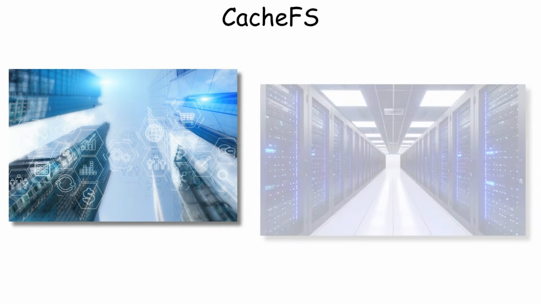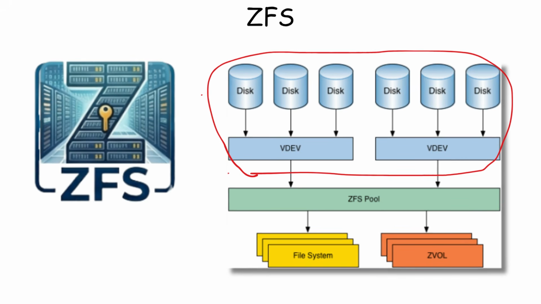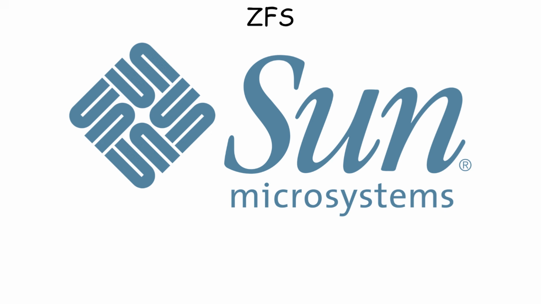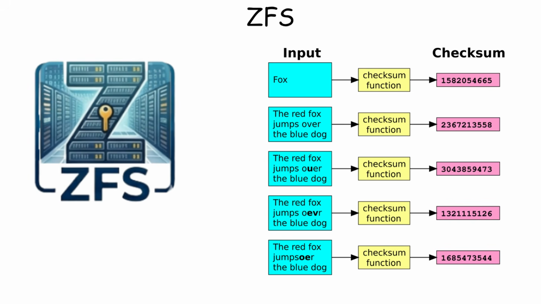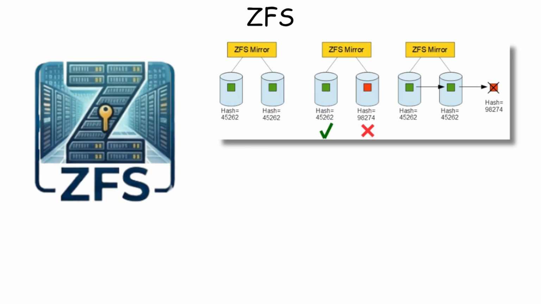In enterprise and large-scale environments, more advanced file systems like ZFS are used. ZFS is a file system designed for maximum data integrity, scalability, and storage management, originally developed by Sun Microsystems in 2006. It uses checksums to verify data at the block level and can detect silent corruption. When redundancy is configured, such as mirrored storage or RAID-Z, ZFS can automatically repair corrupted data using valid copies.